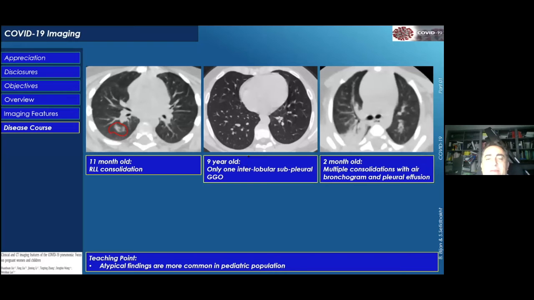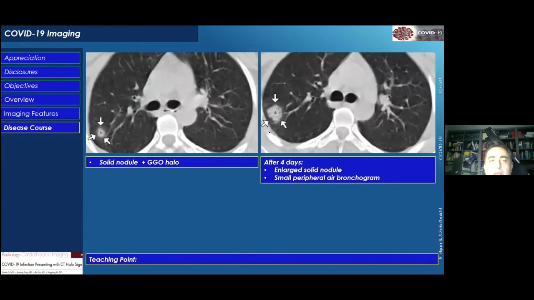Here only the interlobular septa are involved, like this one. There's a 2-month-old kid. You see multiple areas of consolidation, and then you can see air bronchograms, and a large pleural effusion here. So when you put everything together, it looks like COVID, but it's atypical COVID. This is one of those COVID cases that is mostly seen in children and women. Take a look at this one.